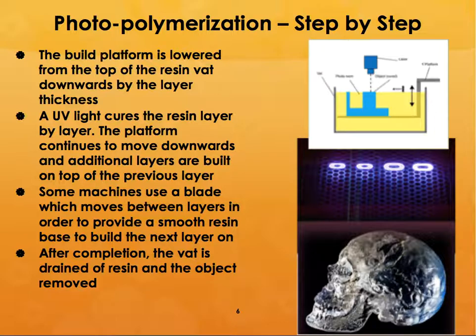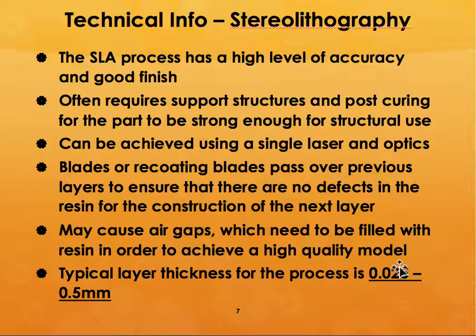Some machines use a blade which moves between the layers to provide a smooth resin base to build the next layer on. And after completion, the whole vat is drained of the resin, and you can remove the whole object after that. So this shows an example of a part. This is a pretty complicated shape, and you can build that kind of a part from this kind of a process.